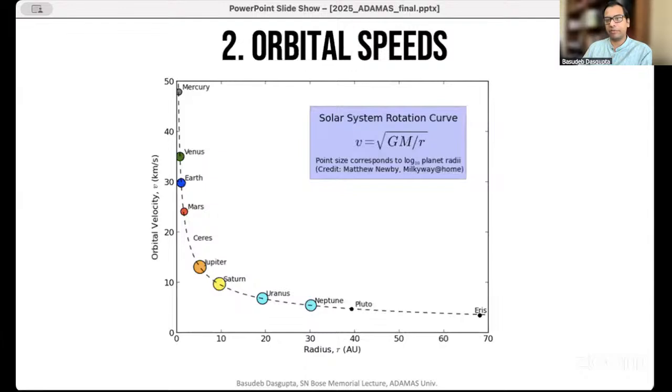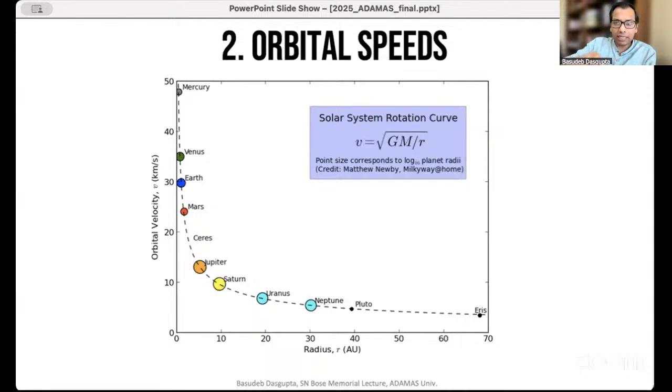So the second line of evidence, this was mostly done during the 1960s and the 70s, is by measuring the orbital speeds of stars in galaxies. Basically, we are aware that in the solar system, as you can see here on the x-axis, you have the radius in astronomical units away from the center of the solar system, which is the sun. And on the y-axis are the orbital velocities in kilometers per second for the various planets and a few other objects like Pluto and Eris.